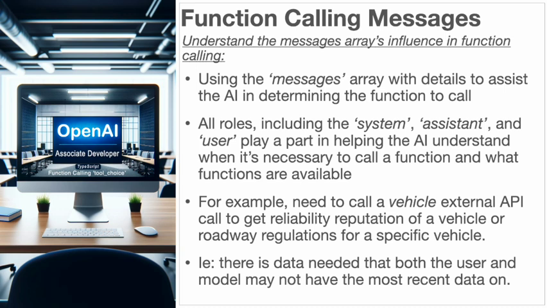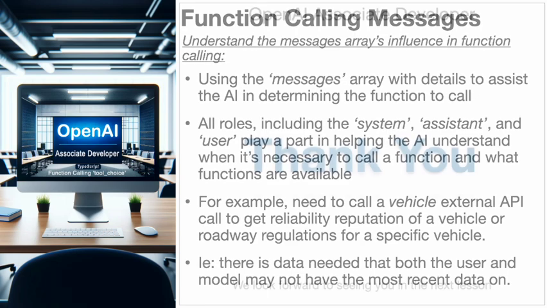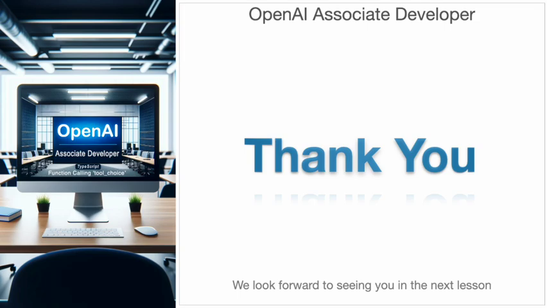By mastering the tool choice property, you can better guide the AI's behavior, ensuring it responds appropriately based on the context and requirements of your application. This concludes our lesson on the tool choice property in the OpenAI API. Stay tuned, and let's continue enhancing our AI-powered applications together.